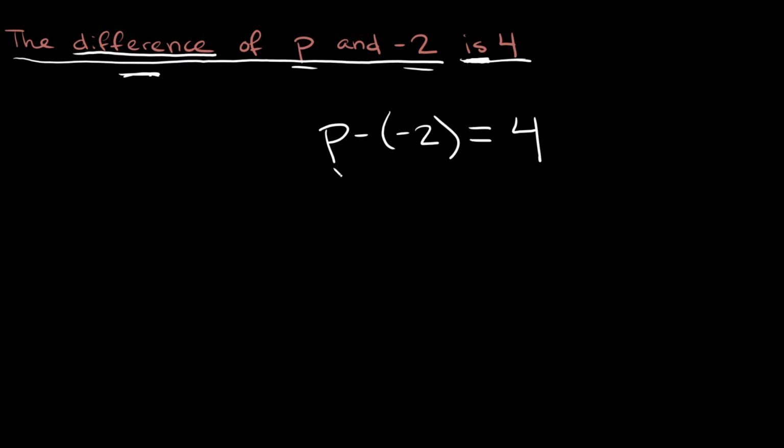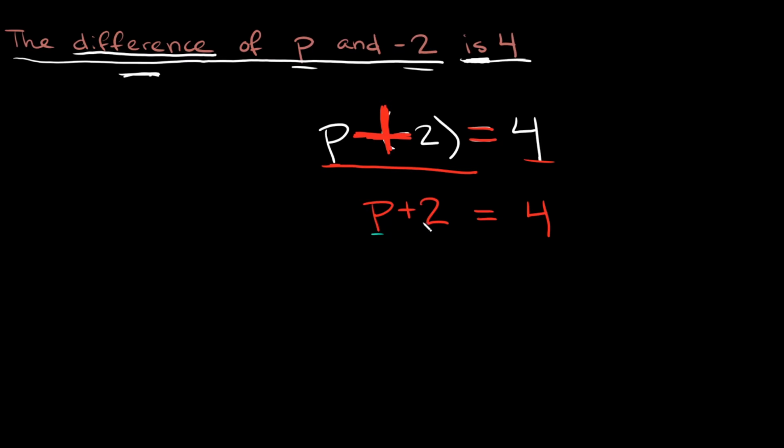We want to isolate this variable p, but before we do anything, let's simplify this whole thing right here. We have p minus -2. What does that simplify to? Well, whenever you subtract a negative sign, this turns into one big plus sign. So this actually turns into p plus 2. Then let's bring down the rest of our equation, equal to 4. Now as you can see, this equation is a lot easier to work with.